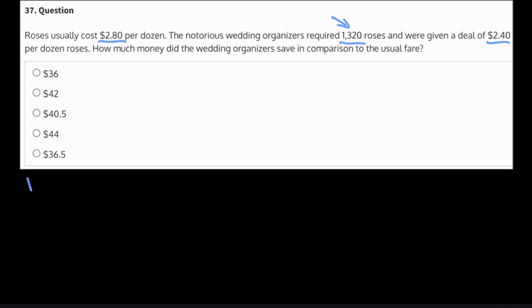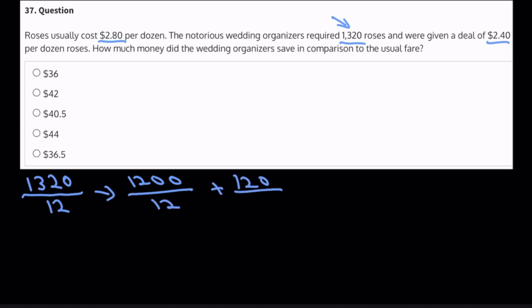So that's 1,320 divided by 12. Now, this is a bit of a difficult number for us to do in our heads without a calculator. So we're going to convert this into 1,200 divided by 12 plus 120 divided by 12. So we get 100 plus 10, which is 110.